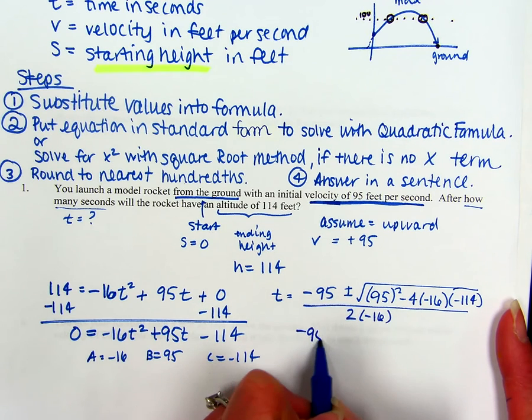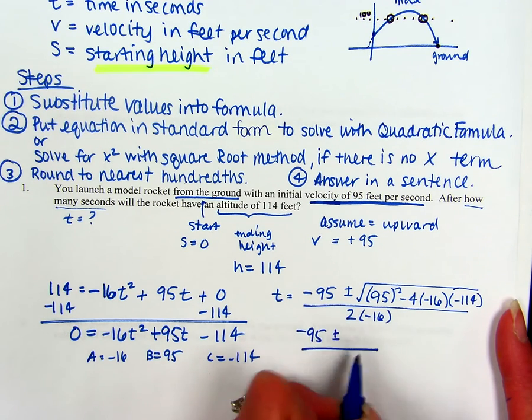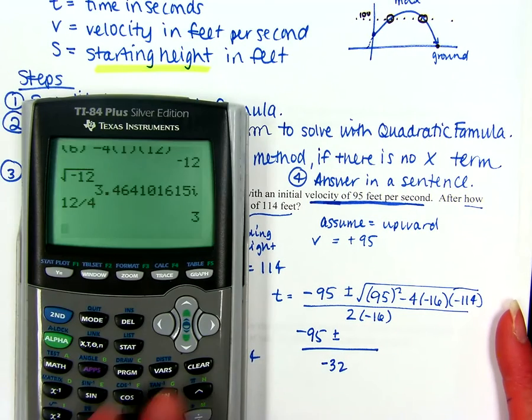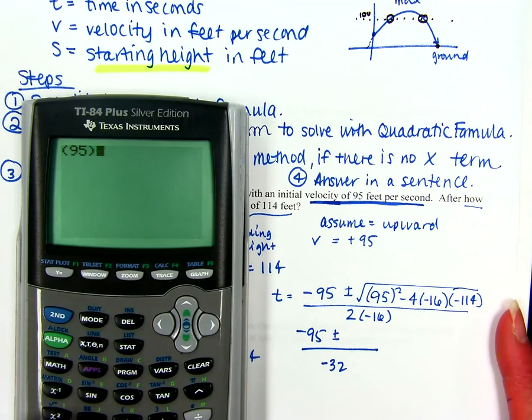All right, so negative 95 stays as is. 2 times negative 16 is negative 32. And then this we're going to substitute into our calculator just like we did before. So leave off the radical part.